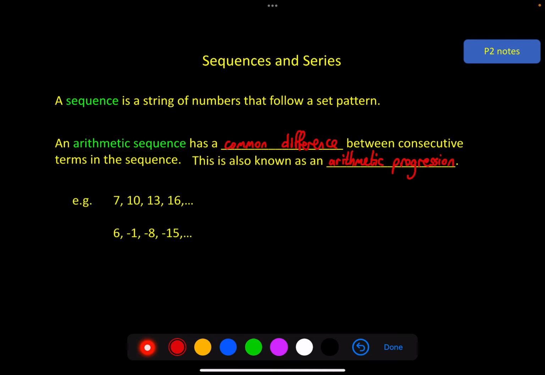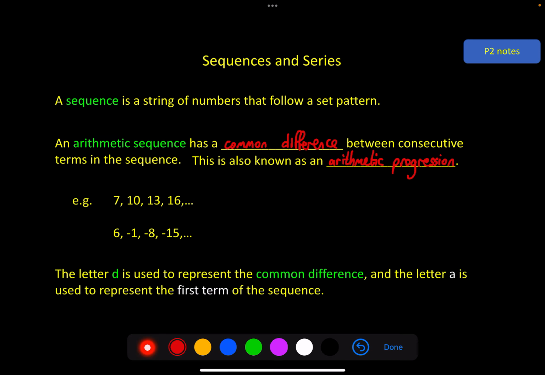Okay, some examples. Very simple, 7, 10, 13, 16. And using the same notation that you've probably seen before at GCSE, for the common difference D, and for the first term A, I'm going to write on the side here, A is equal to 7 for this one, and the common difference is going up by 3, so that's a positive 3. For the second one, the first term is 6, and it's going down by 7, and I represent that by the negative here, negative 7. So if D is positive, the sequence is going up, and if D is negative, the sequence is going down.